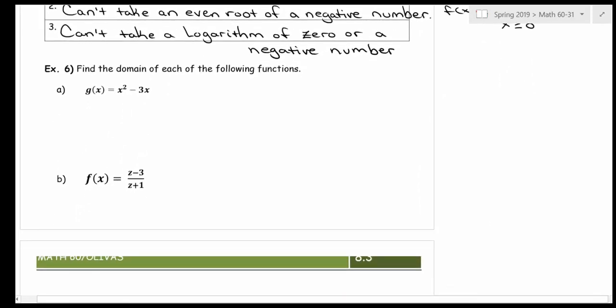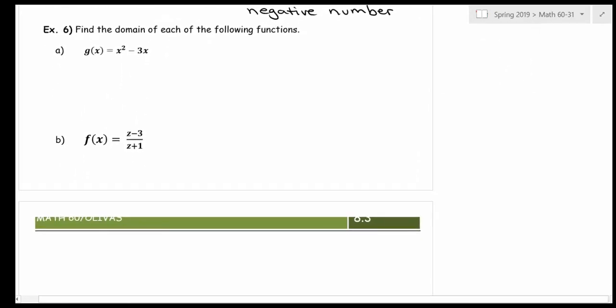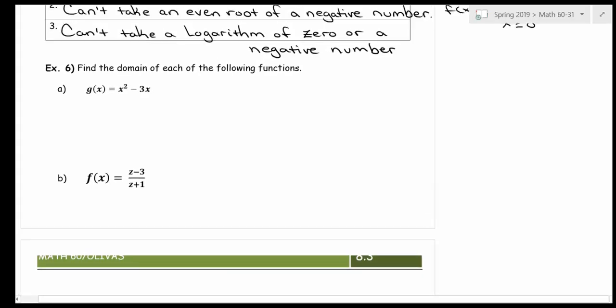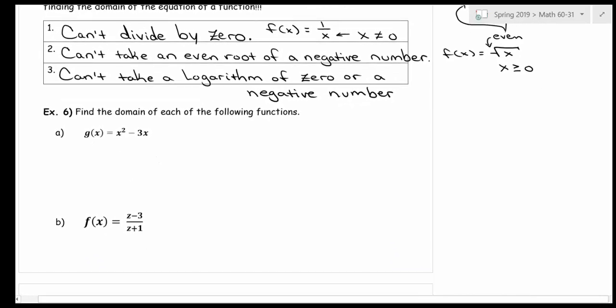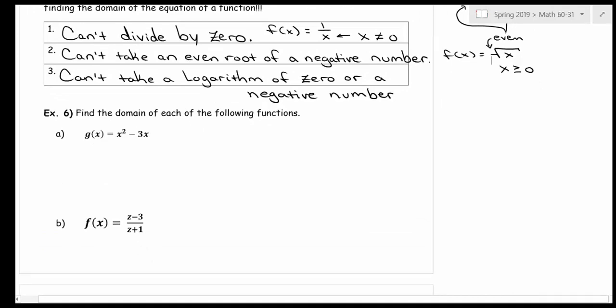So we're going to move on here. Find the domain of each of the following functions. Looking at the first function, I look at the 3 things that I was working with and ask, is there the possibility of any of these 3 things happening? Number 1, remember, I can't divide by 0. Are there any variables in a denominator? No, there are no variables inside of a denominator, so I don't have to worry about number 1.